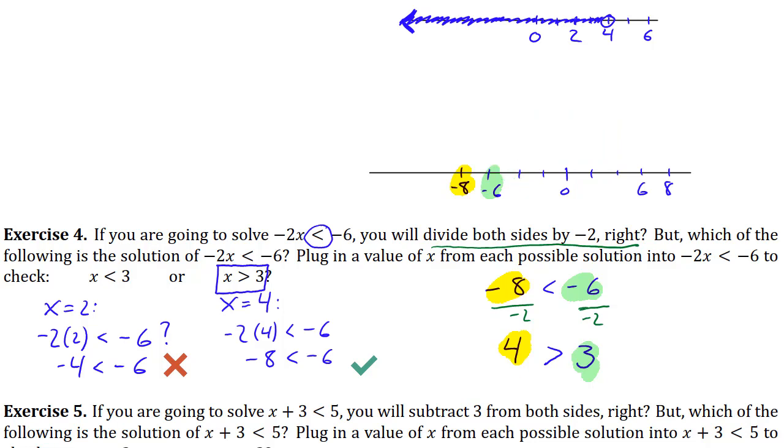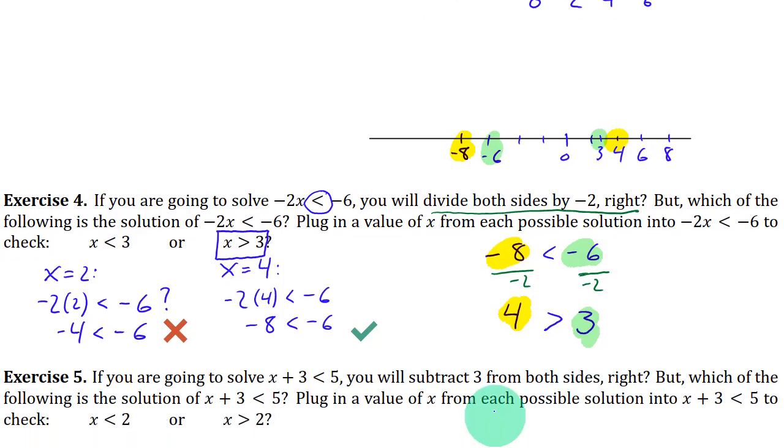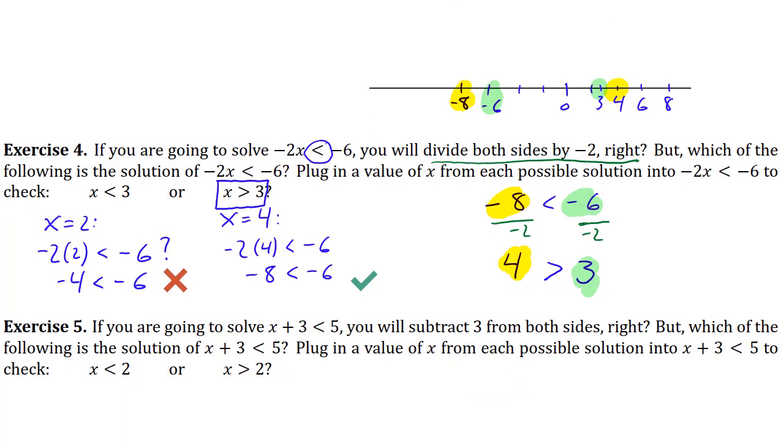So 4 ends up over here. 3 is right here. And their order got changed. Now suddenly 3 is the lesser one. So that's sort of my visual illustration for why that happens. Now, does the same thing happen if you subtract 3 from both sides? That's what this exercise is about.